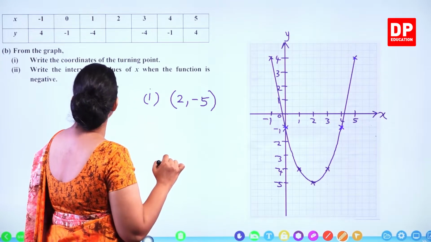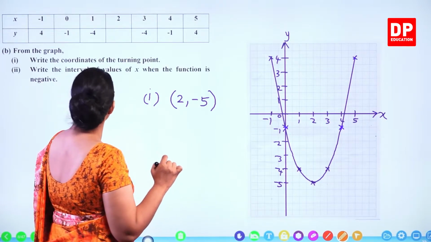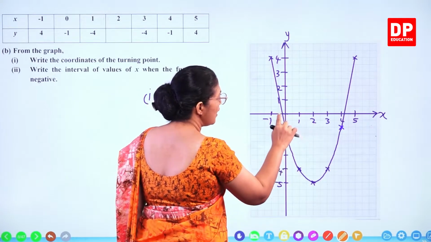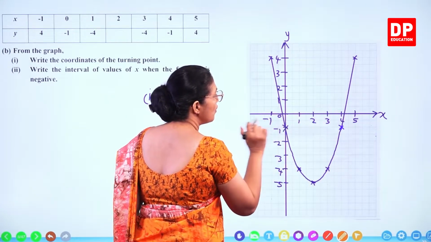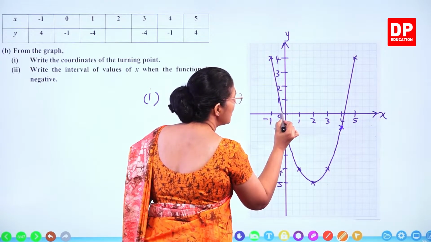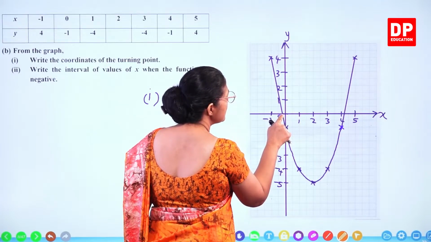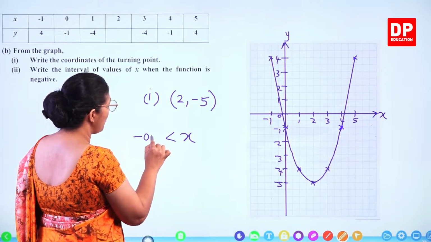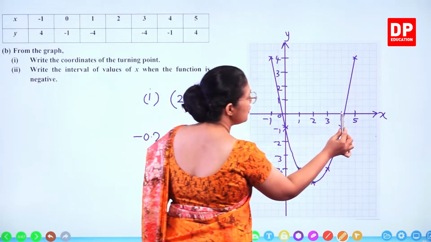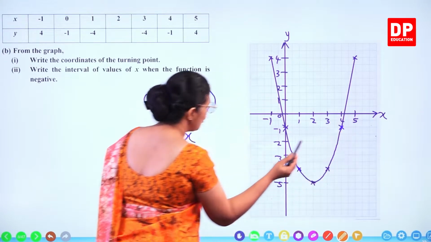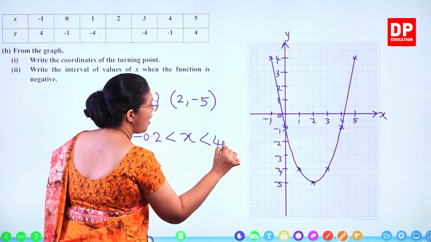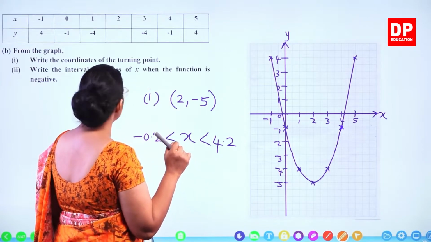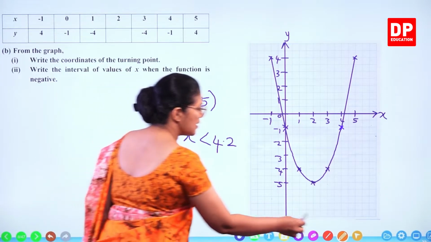And then part 2: write the interval of values of x when the function is negative. Function is negative means it should be below the x-axis. So from here to here, below these 2 points. Now what is this value? 2 squares here, minus 0.2. So x is in between minus 0.2 and, for this one, it's like 4.2. So when the graph is between these 2 points, it's below the x-axis. So it's negative. So you get this answer.